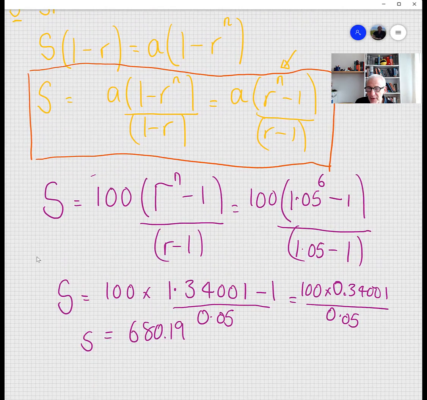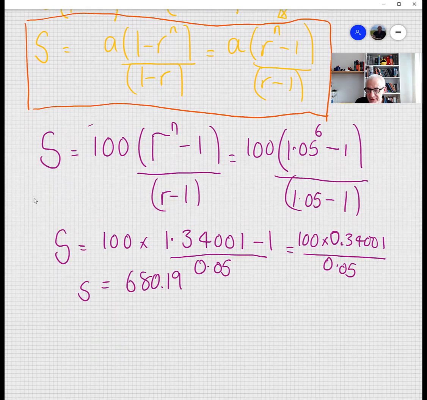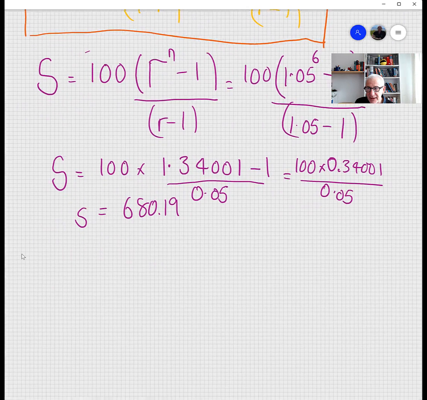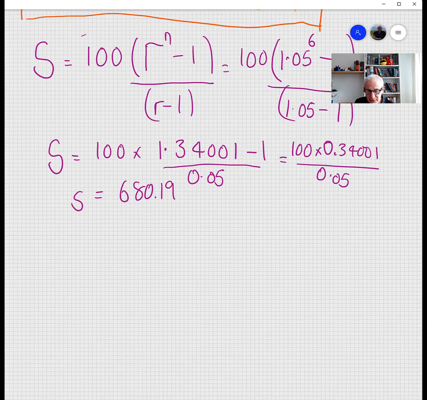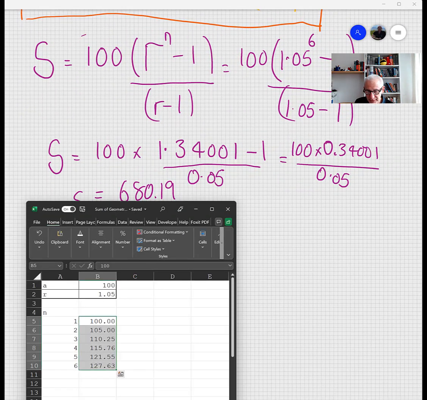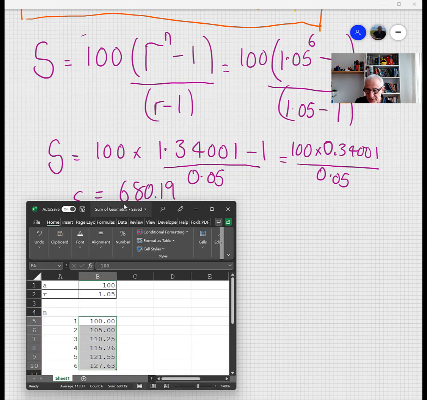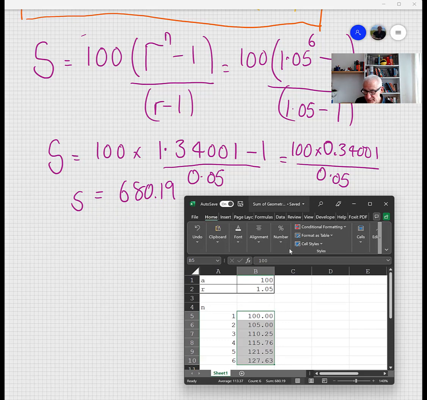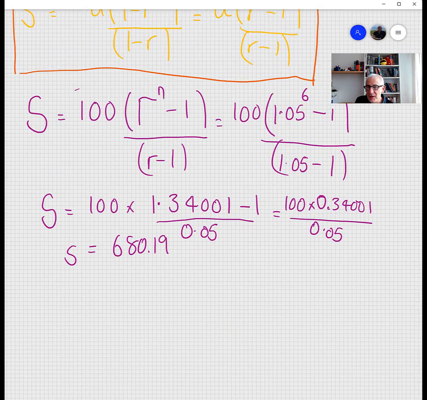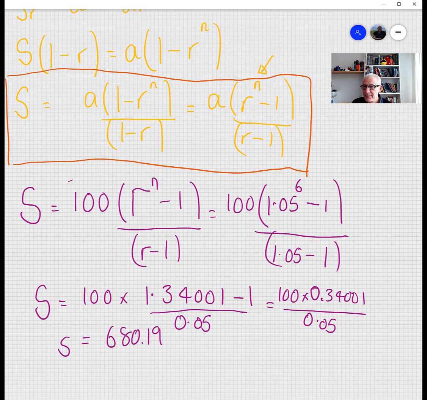Our formula for the sum of that geometric series gives us the same answer as the series shown on the Excel spreadsheet here. There it is at the bottom, 680.19. So there you go. That's the sum of a geometric series. All you really need to be aware of is the formula here. The most common part of that formula to remember is this piece here.